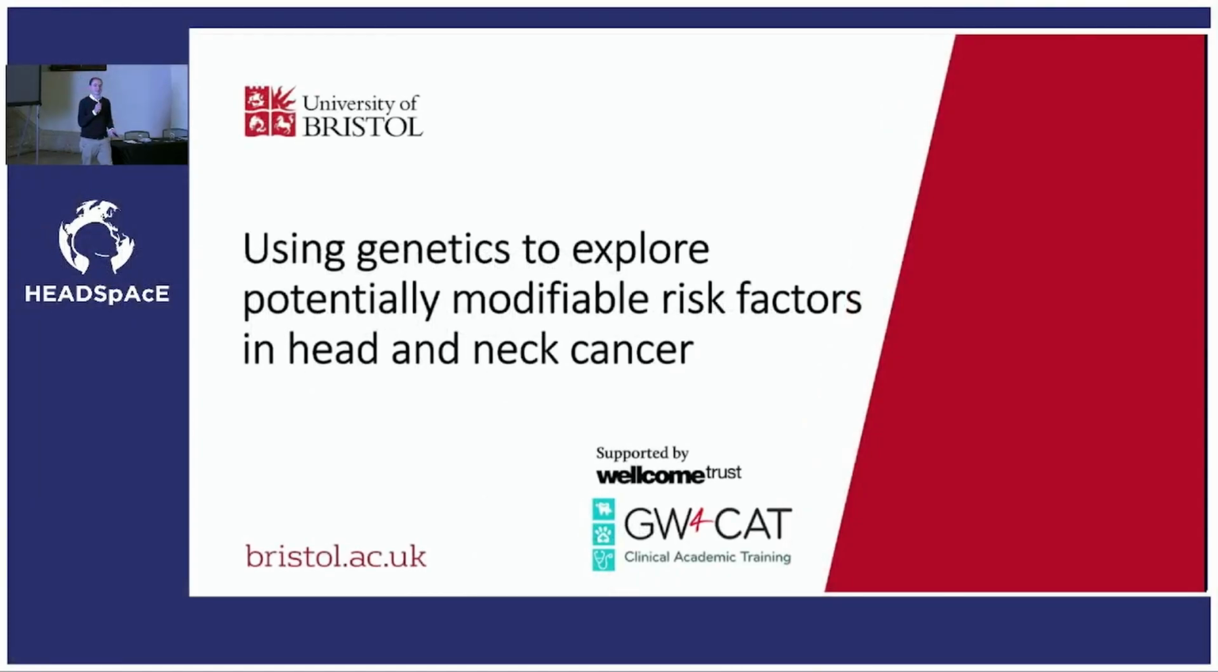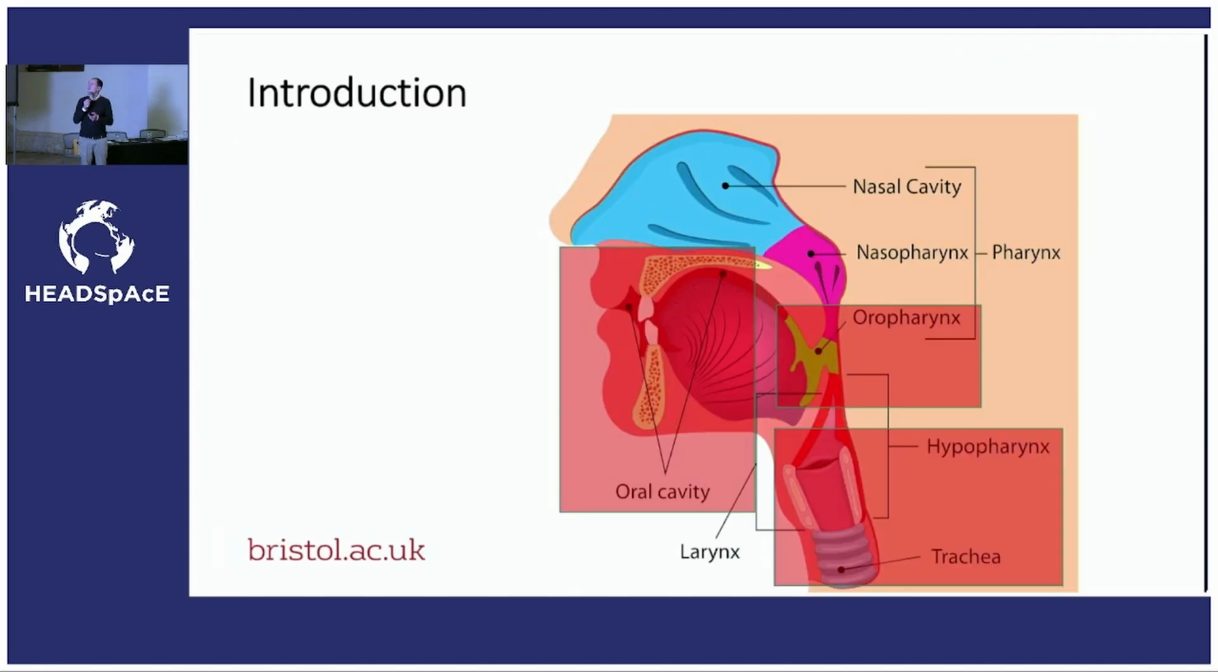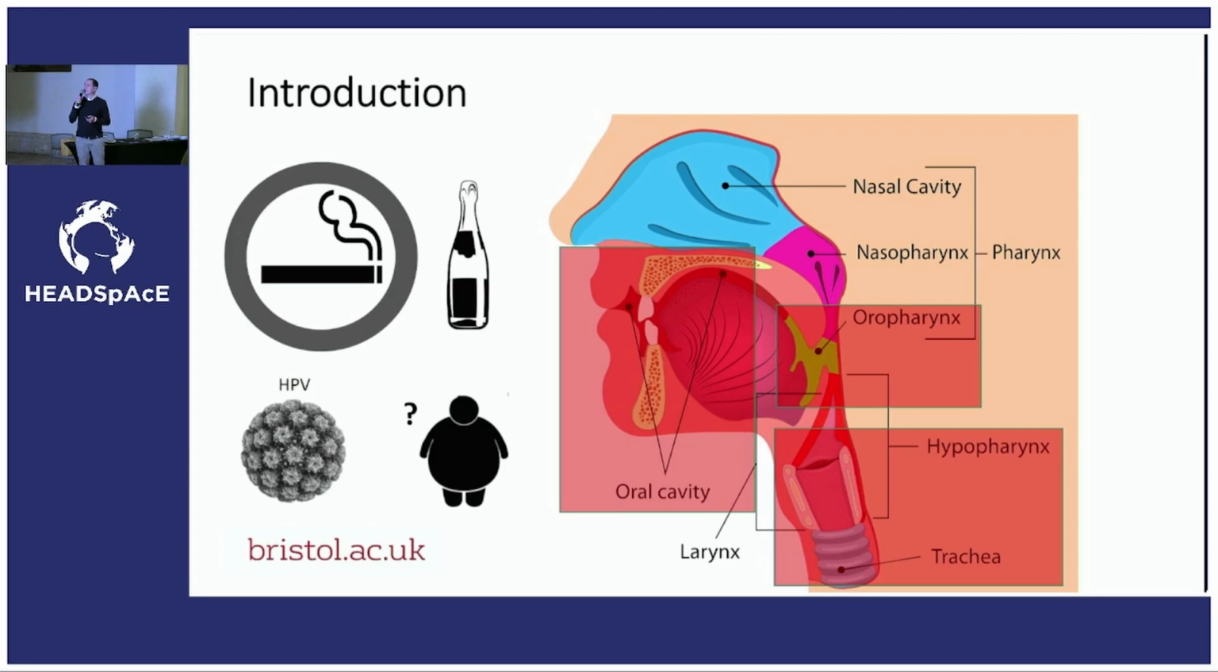And I'm going to talk to you today about using germline genetics to investigate potentially modifiable risk factors in head and neck cancer. So as all of you here know, around 90% of head and neck cancers are squamous cell carcinomas that originate from the epithelial lining of the oral cavity, oropharynx, hypopharynx, and larynx. And we stratify based on subsite, based on potential differences in their etiology.